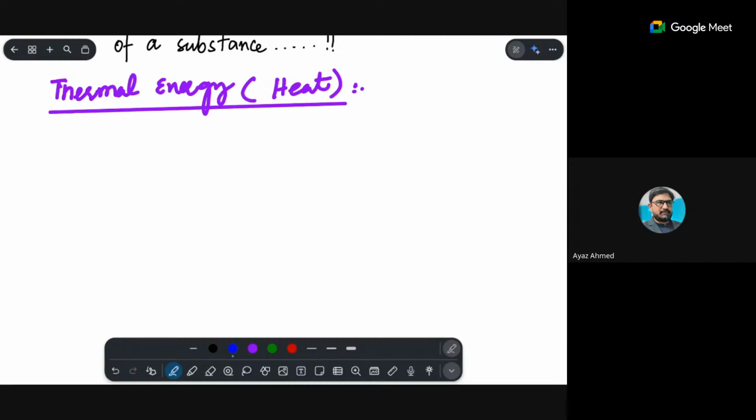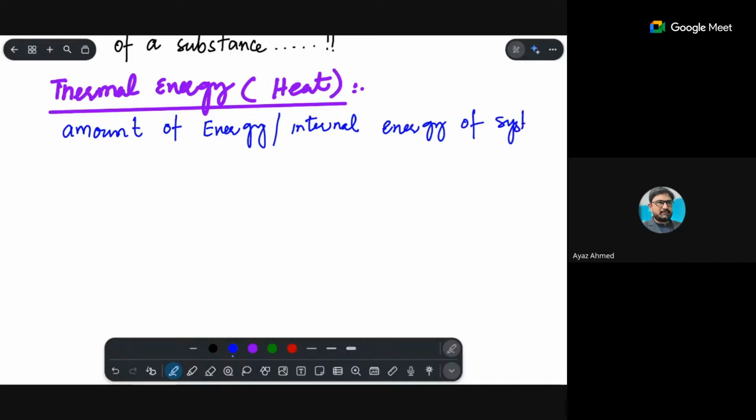So yes, what is thermal energy, or what is heat according to your opinion? What do you think about heat, Hanzala? So thermal energy is basically the amount of energy, or you can say the internal energy of a system.